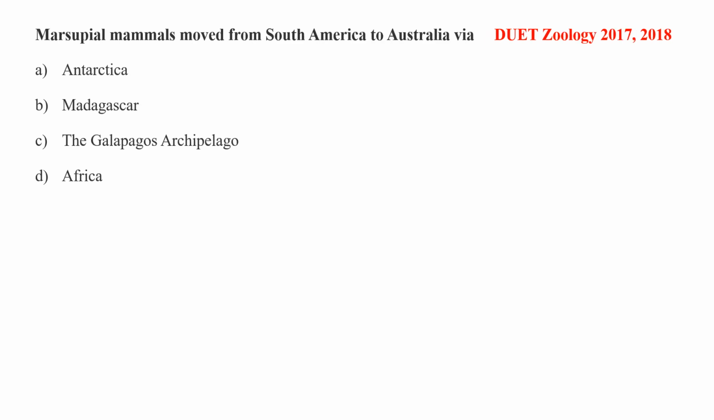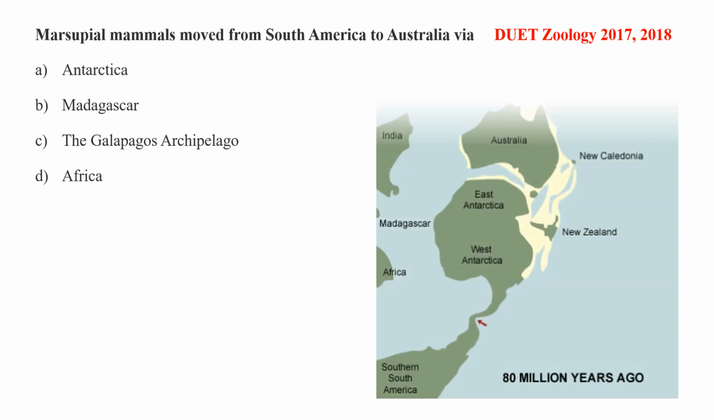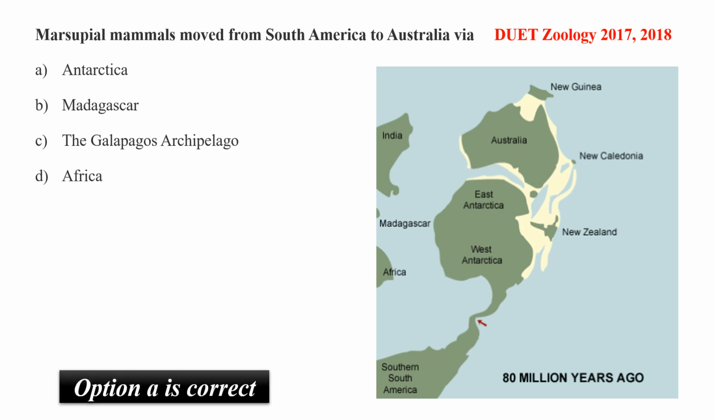Marsupial mammals moved from South America to Australia via Antarctica, Madagascar, the Galapagos Island, or Africa. See, DNA evidence suggested that the marsupials must have originated in South America, and in history they must have migrated from South America to Australia through Antarctica. So option A is the correct answer.